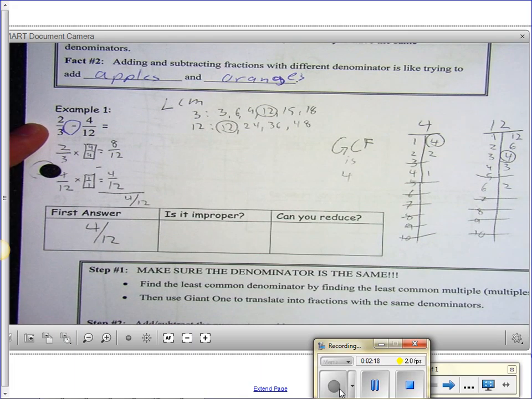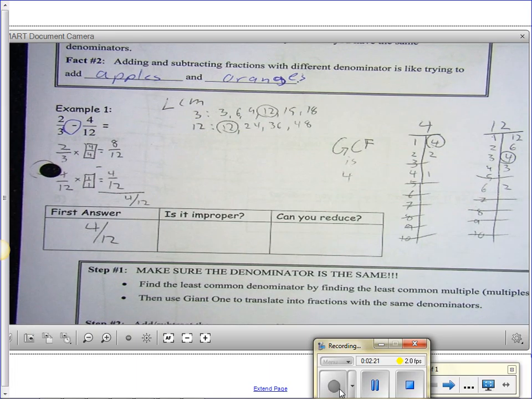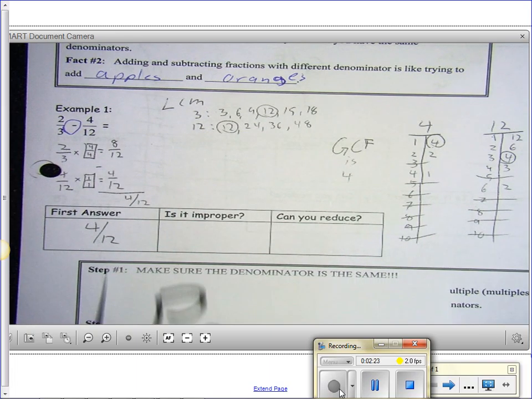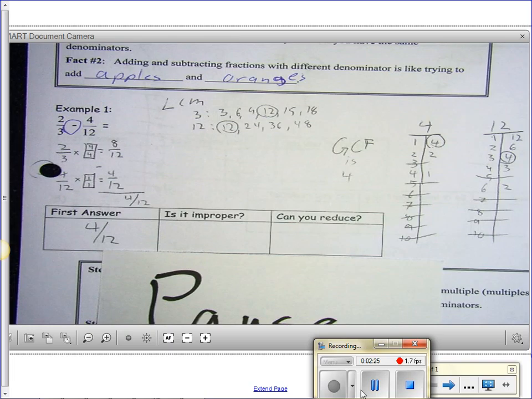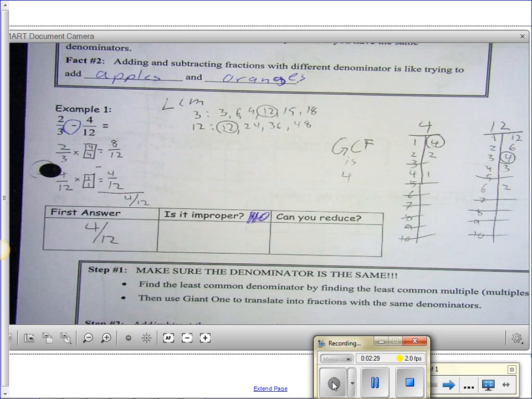Is it improper? Pause the video now and take a couple seconds to decide for yourself. The answer is no, it's not improper. If it's not improper, we can skip this step.